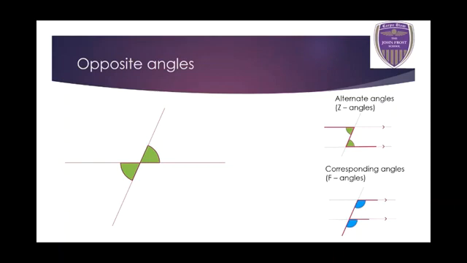So for example, if this bottom angle was X, then the top angle, the angle opposite, would also be X as well. If this angle was 40, then this top angle would also be 40. And the same is true for the other two angles left over, okay? So for this blue angle, if that was Y, the other blue angle would also be Y. If the blue angle was 130, the bottom angle would also be 130, okay? So these are called opposite angles.